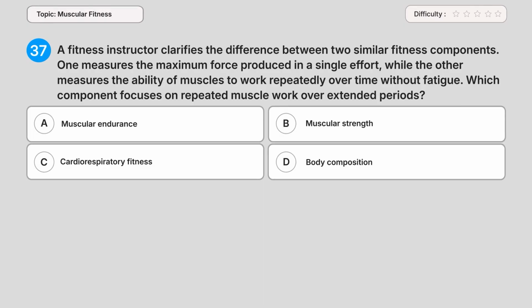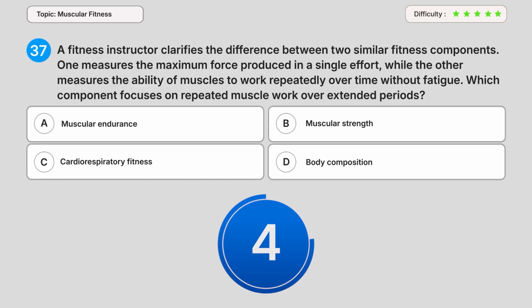37. A fitness instructor clarifies the difference between two similar fitness components. One measures the maximum force produced in a single effort, while the other measures the ability of muscles to work repeatedly over time without fatigue. Which component focuses on repeated muscle work over extended periods? A. Muscular endurance. B. Muscular strength. C. Cardiorespiratory fitness. D. Body composition.